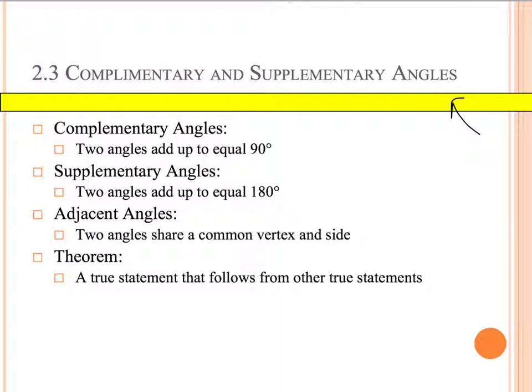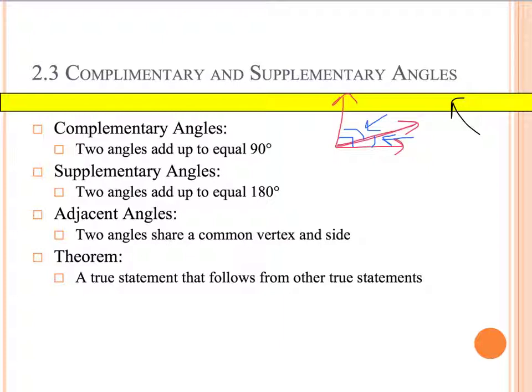Okay, complementary angles are two angles that add up to equal 90 degrees. So if I look at a figure here to the right, I have this wonderful angle. Notice that there's an angle here and there would be an angle here. If we added this angle and this angle together, they would equal 90 degrees. Because of that, those two angles are known as complementary angles. Two angles that add up to equal 90 degrees.